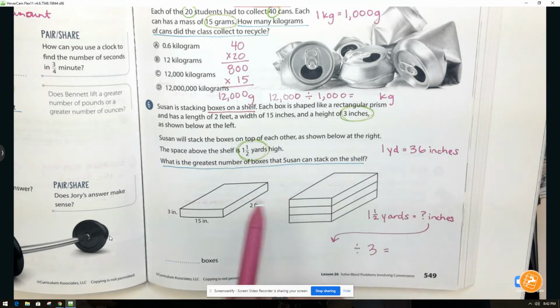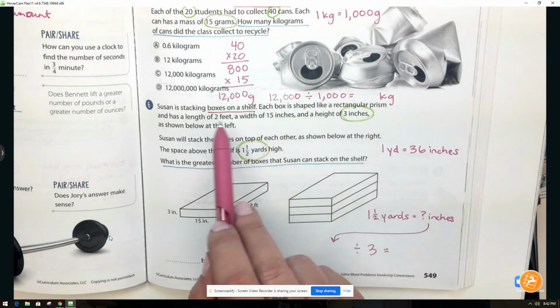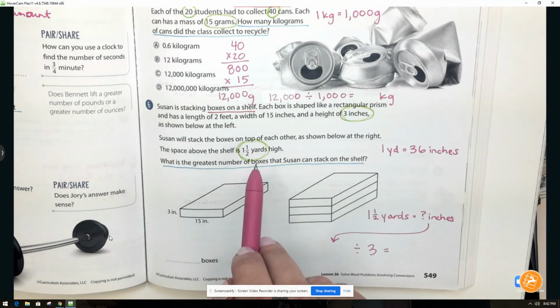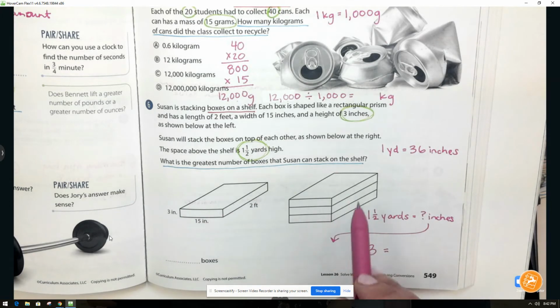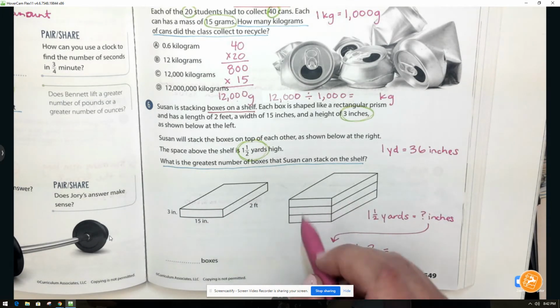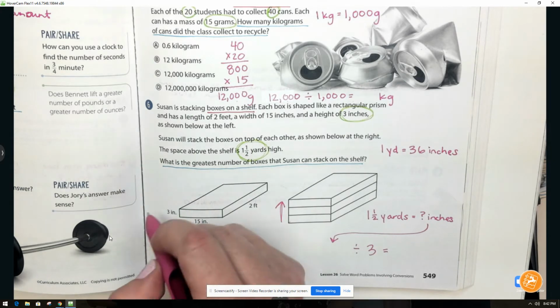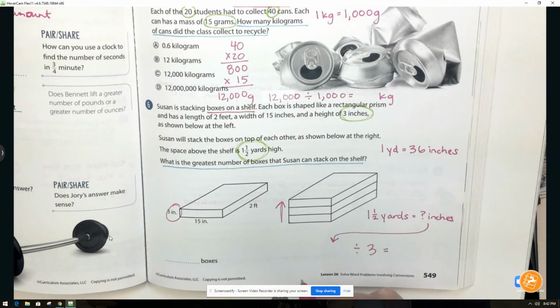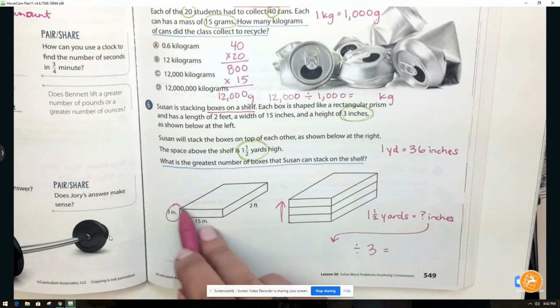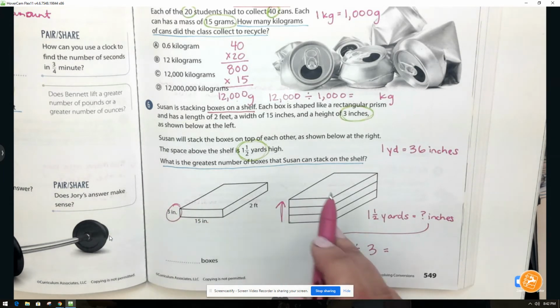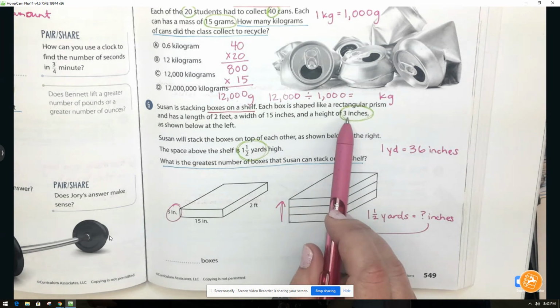So, first of all, they give you a lot of information in here that you just don't need. They do give you all 3 sides of this box, but when we're talking about stacking the boxes and we want to know how tall they are, we only care about the height of the box. It doesn't matter how wide they are or how long they are. We just want to know what the height of the box is. And we know that the height is 3 inches.